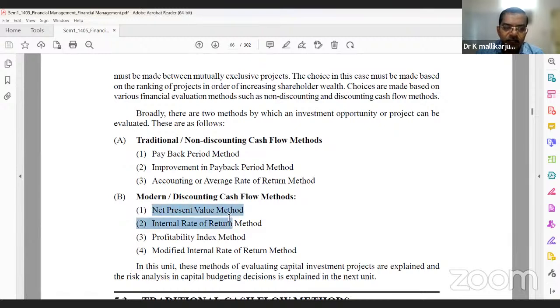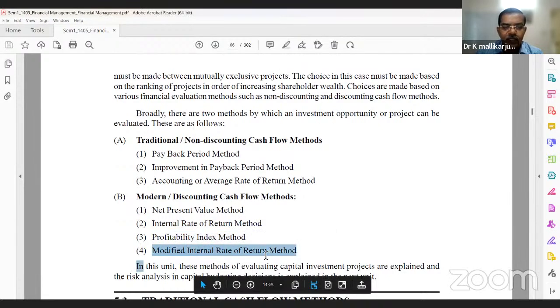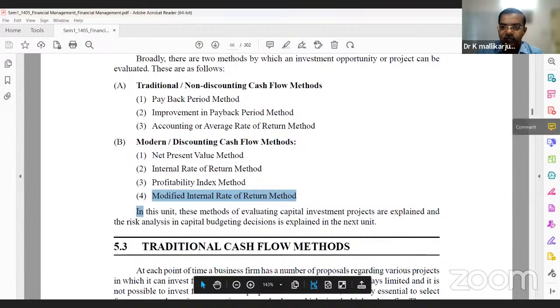Under this, the net present value method, NPV method, is very popular. Then the IRR method, internal rate of return method, profitability index method, and modified IRR method. These four methods we are going to discuss in detail.